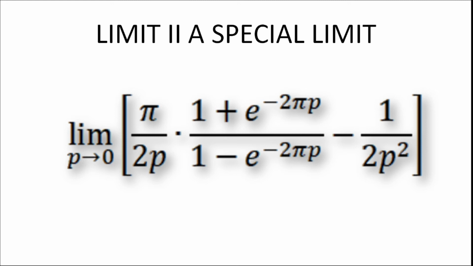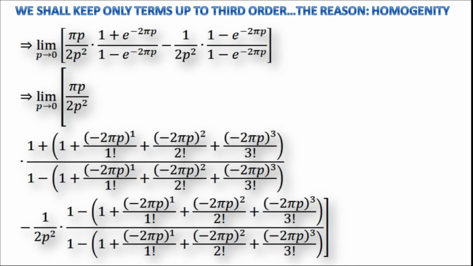So the second limit is a special limit. In what way it is special, we shall see presently. The trick is to expand the exponential function e power minus 2 pi p only up to third order, and we neglect other terms of higher order. The reason is that we need to keep the numerator and denominator homogeneous. That means they should have the same order of expansion.